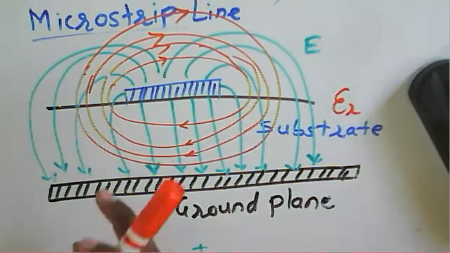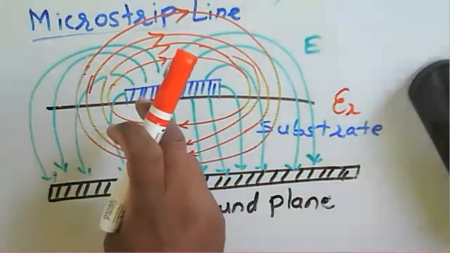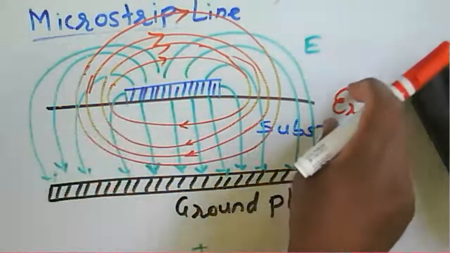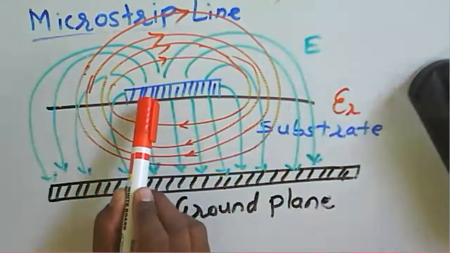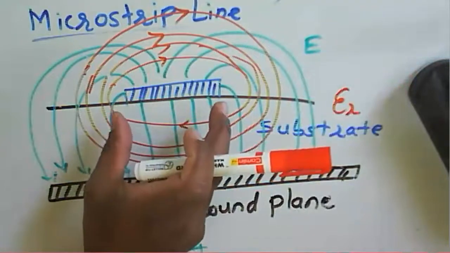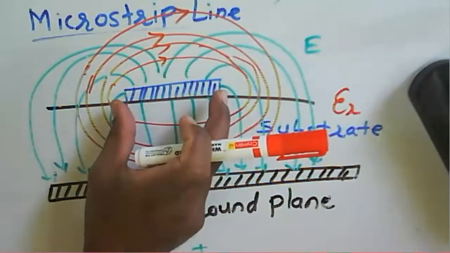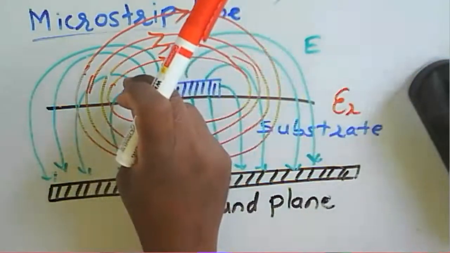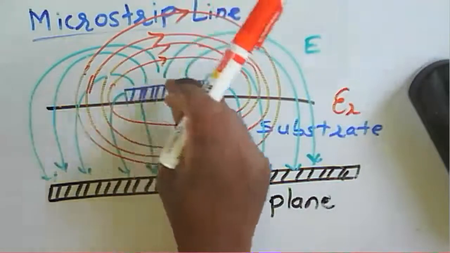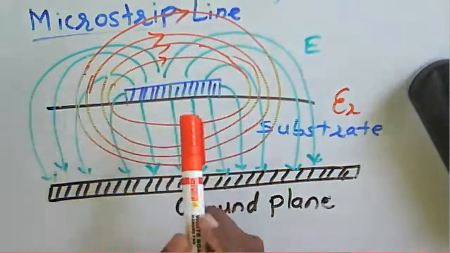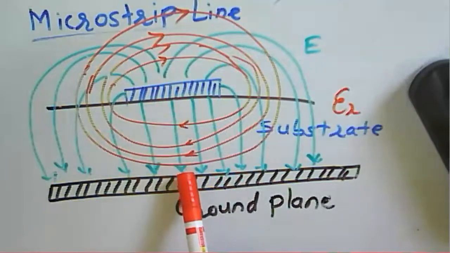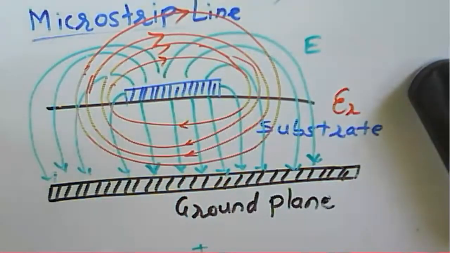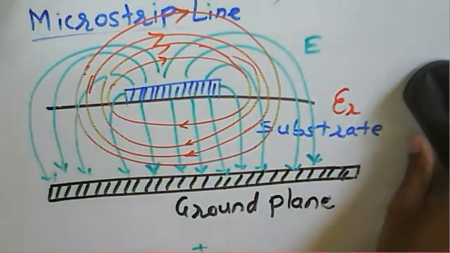Now, the characteristic impedance, as we said earlier, depends upon the epsilon R as well as the strip width. This one is the width of the strip. Then the strip thickness, meaning the height of this particular strip, and then the distance between the strip and the ground. Based on that, we can find the characteristic impedance of the strip line.